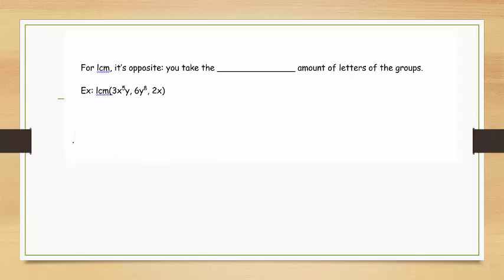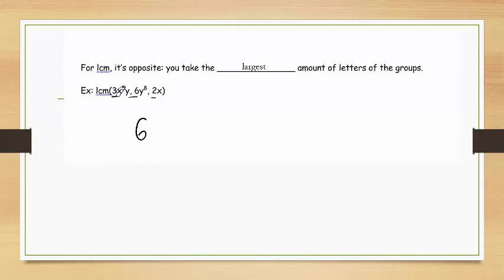And then for LCM, it's the opposite. So you just take the highest amount of letters you see of all the groups. And it doesn't matter if they have it in common or not. So right away, I know 3, 6, and 2 all share 6 as a multiple. So the LCM is 6.